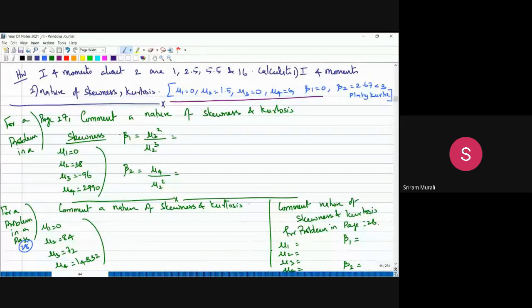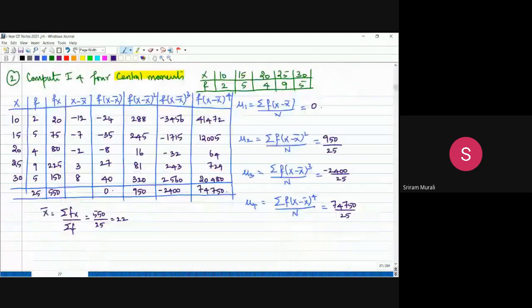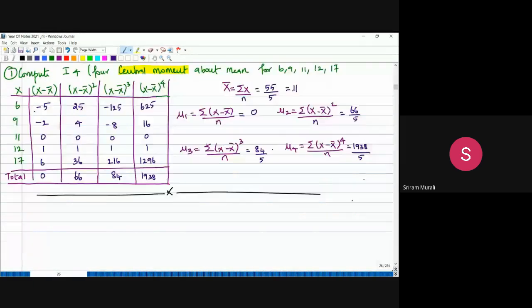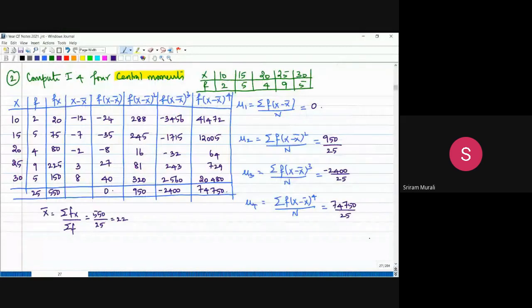So beta 1, that is what I wrote here. mu1 is 0, mu2 is 38, mu3 is minus 96, mu4 is 2990. First moment, first central moment is 0, second central moment is 38. Third central moment is, fourth central moment.